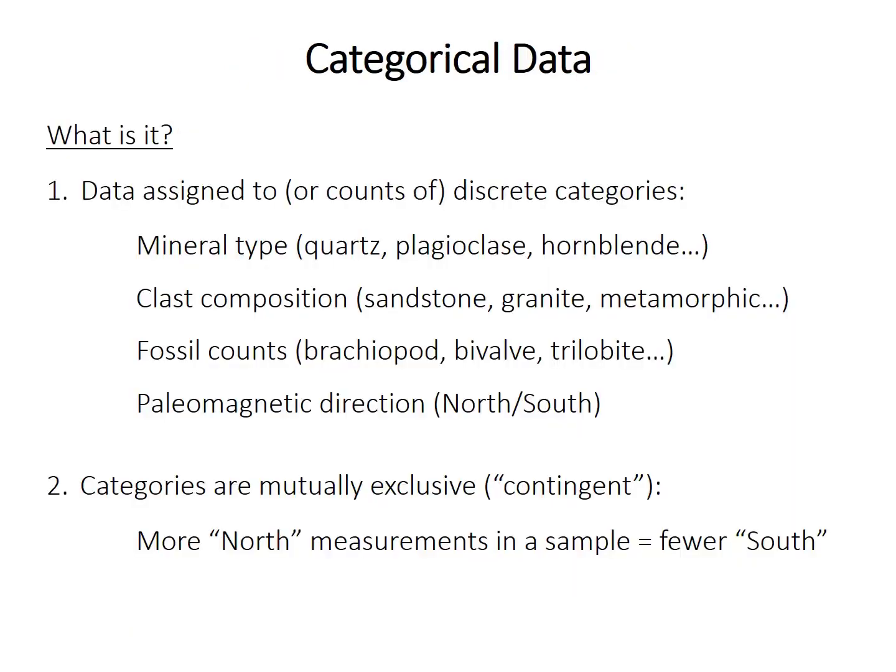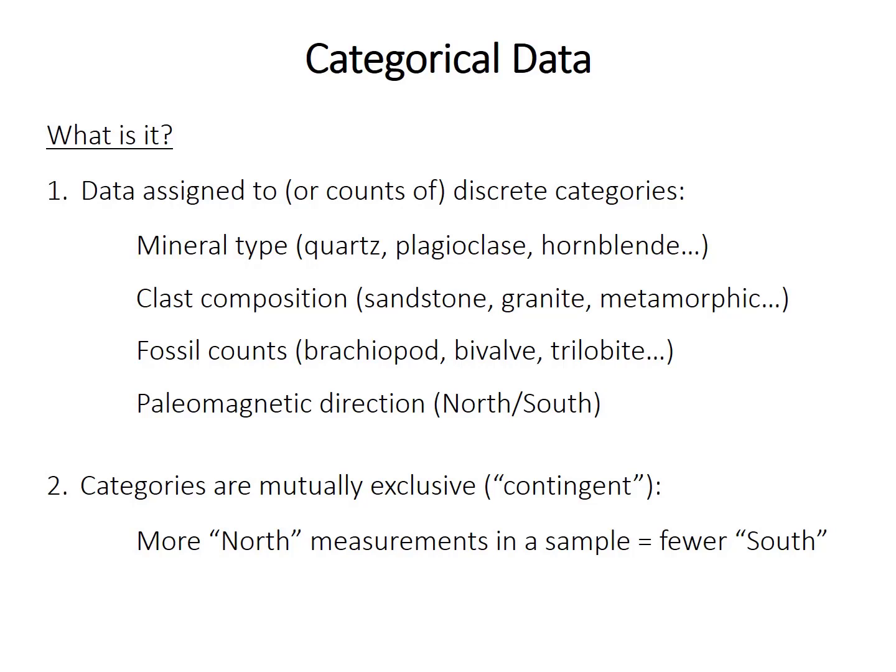So what is meant by categorical data? Well, it's simply data where you have counts of items in discrete categories rather than measurements of some continuous variable. So some geological examples could be counts of mineral types in rock, counts of rock type in a conglomerate, or counts of fossils at a location or in a time period, or even counts of north or south paleomagnetic direction.